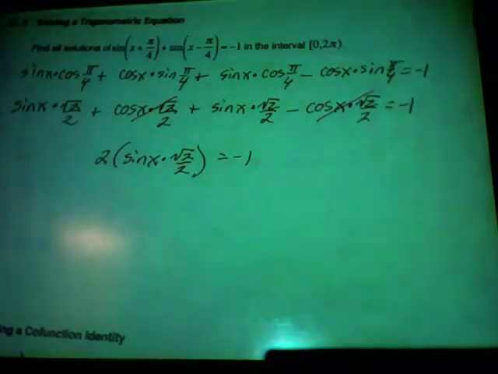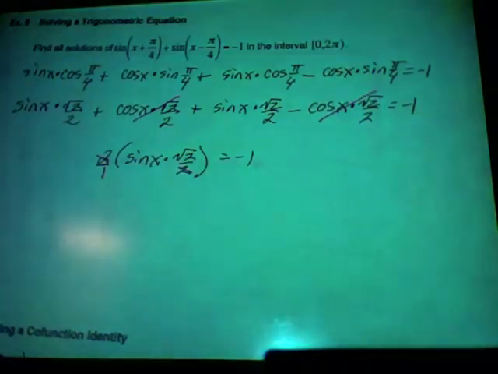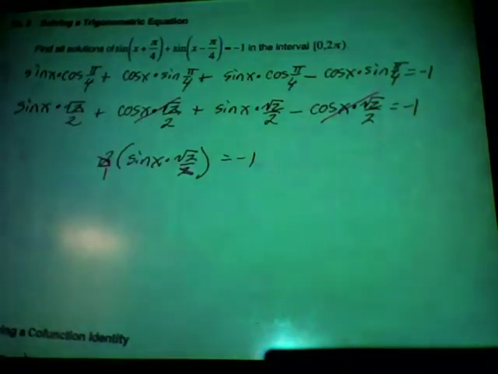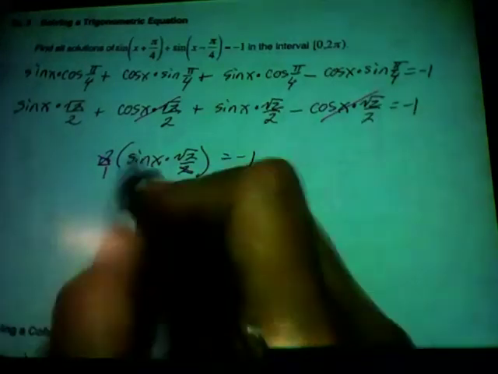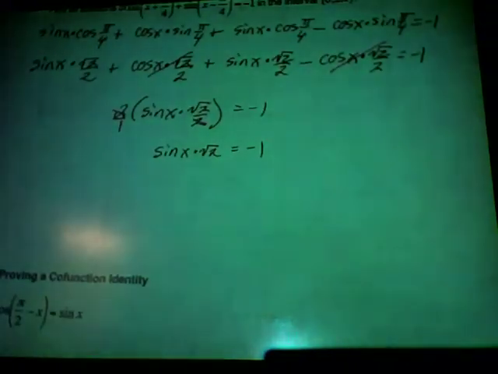Do you see why I did that? Is everybody okay with that? Can I put that over 1? Don't these cancel because it's all multiplication? Do you see where I'm headed with this? Now I have the sine of x times radical 2 is equal to negative 1. How do you solve for sine of x? Divide by radical 2.